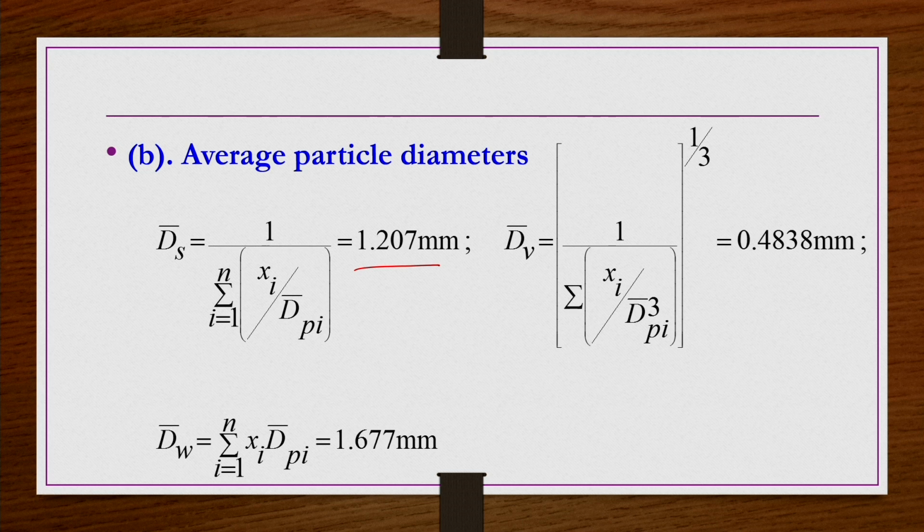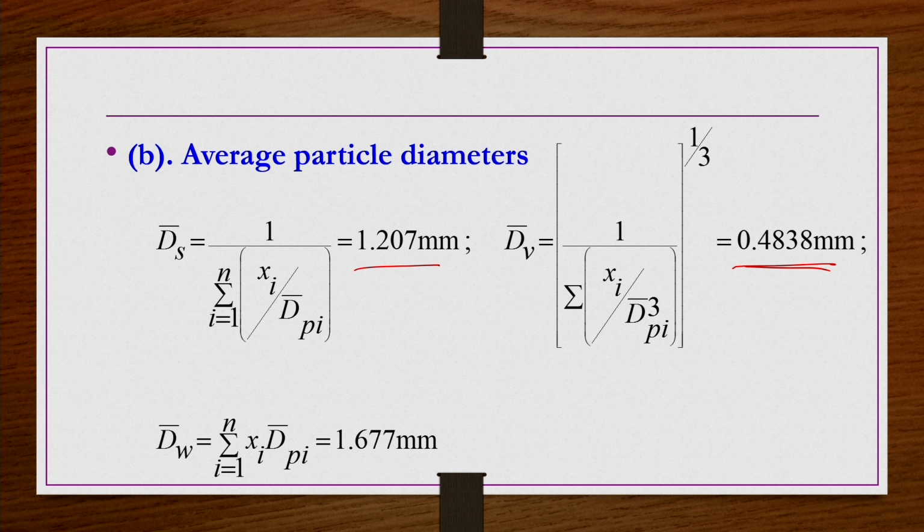Likewise, for each row in the table you calculate xi by dpi bar cube, add them together for all the rows, take the reciprocal of that, and then take the cube root. You get 0.4838 mm. And then for the mass mean diameter, for each row you get xi multiplied by dpi bar, do that for all the rows and add them together. You get 1.677 mm.